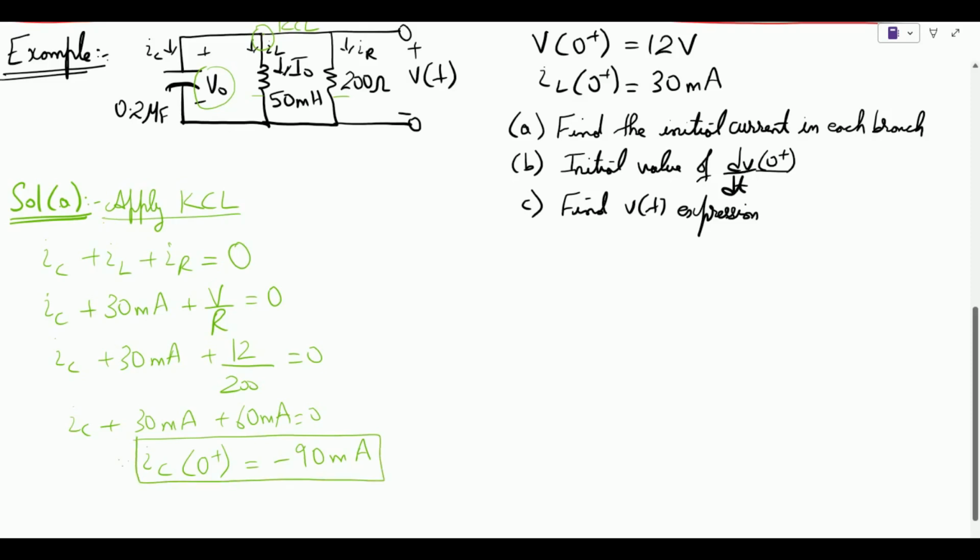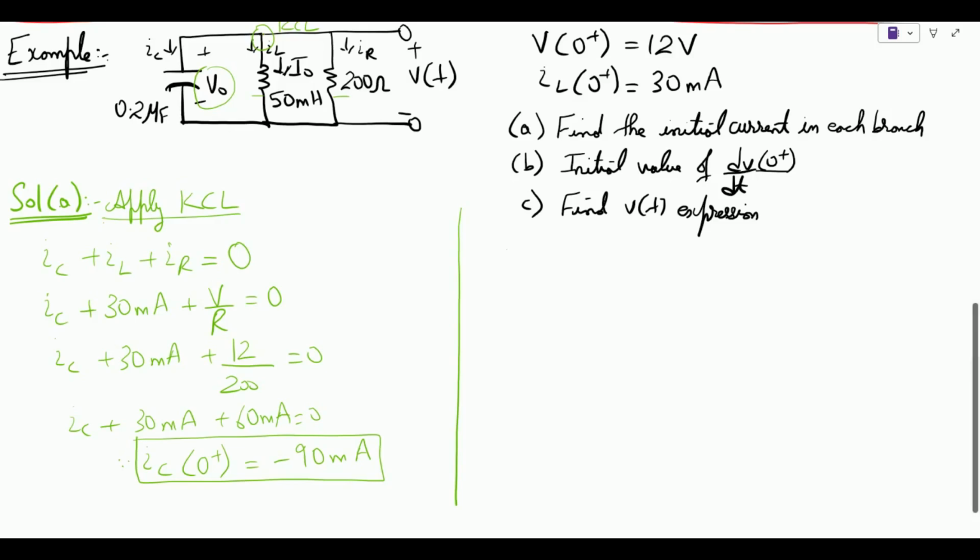We can also find the initial value of the capacitor current by applying the equation C dV by dt, but KCL gives us a quick method to solve this problem. Now once we have figured out the initial values of current, let us move to the second part.